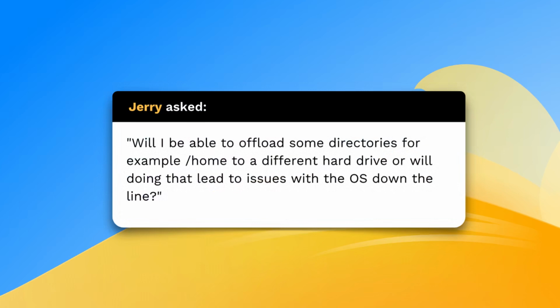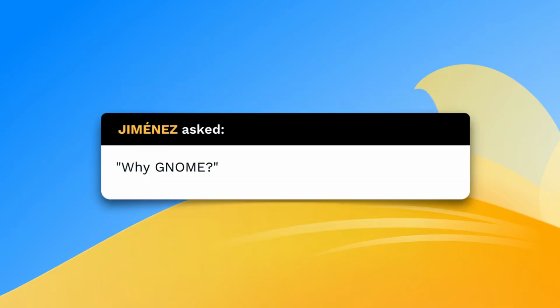Will I be able to offload some directories, for example /home, to a different hard drive, or will doing that lead to issues with the OS down the line? You can point /home to any other location, just by editing the fstab file from inside a transaction, then reboot to see your changes.